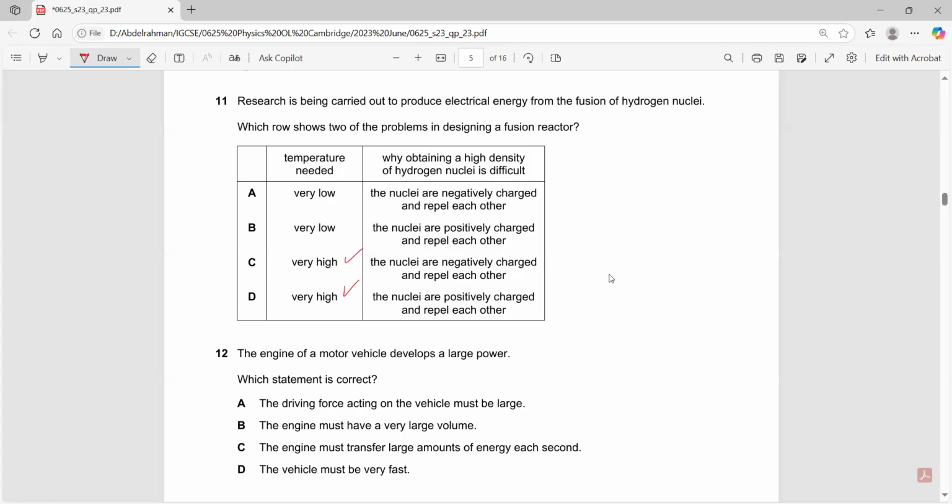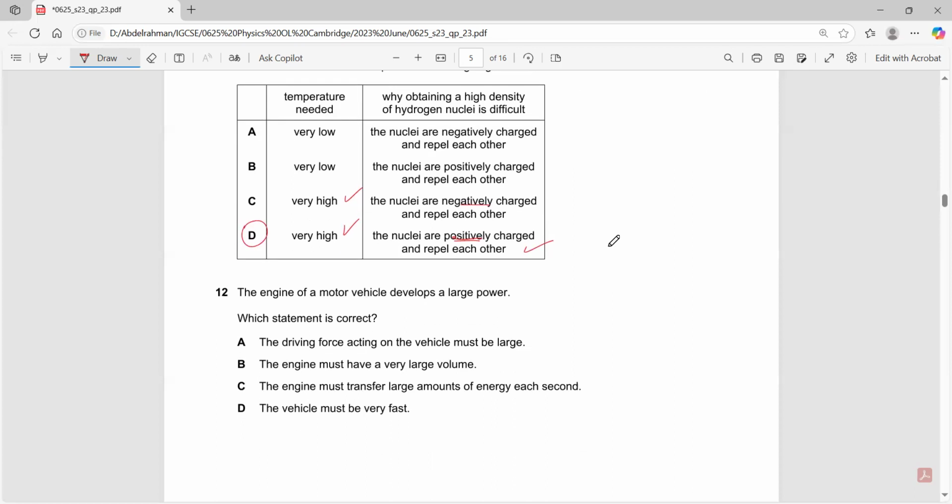Why is obtaining a high density of hydrogen nuclei difficult? The nuclei are negatively charged. Are the nuclei negatively or positively charged? Yes, they are definitely positively charged. So they repel each other.